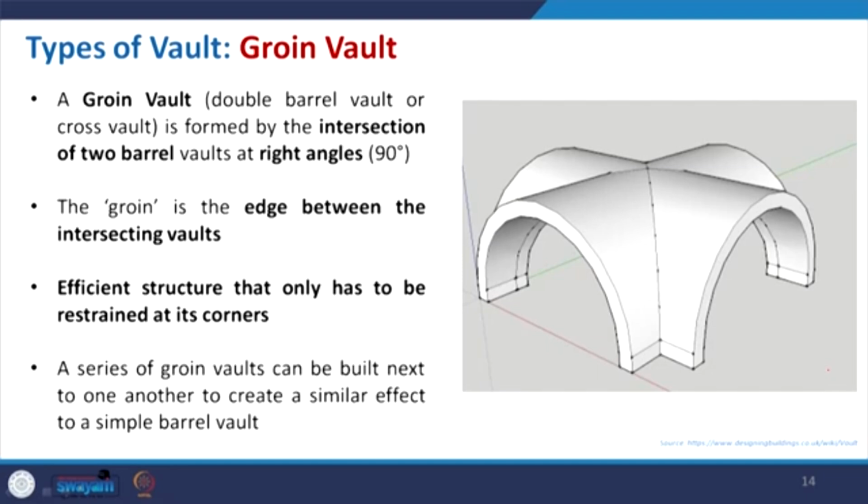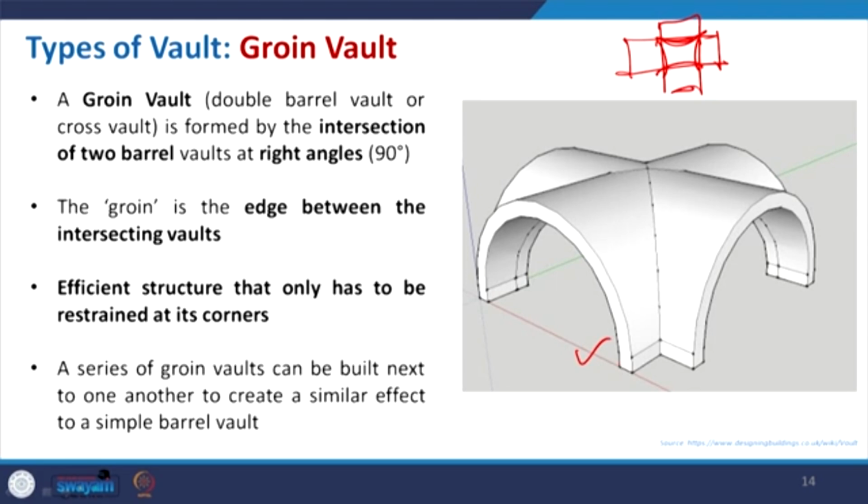Coming to the groin vault, it is basically if you take two barrel vaults and then you just make a penetration at 90 degrees to each other. So, from top view, if we just try to draw it, it is something like that. So, this is basically the groin vault, and you can see this isometric where it is making a form.